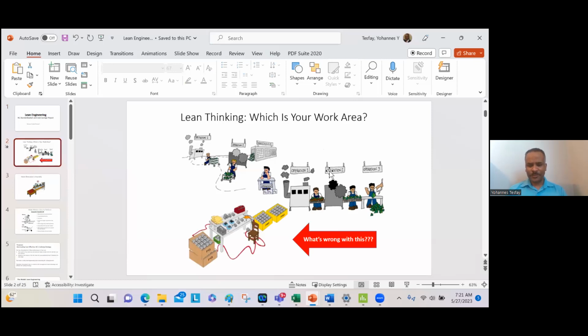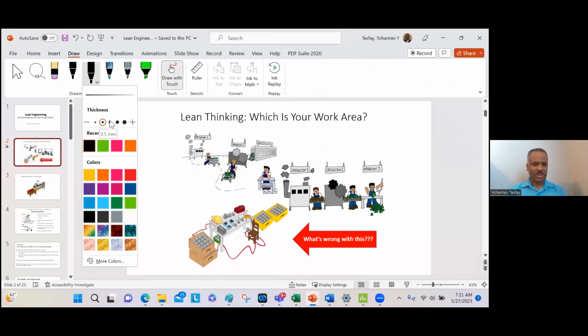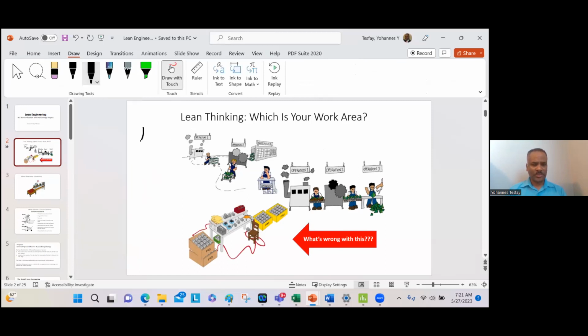So first, lean thinking. What is lean thinking? Lean means efficiency. Okay, efficiency. It's all about efficiency.